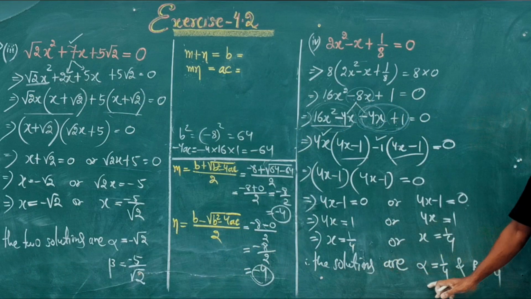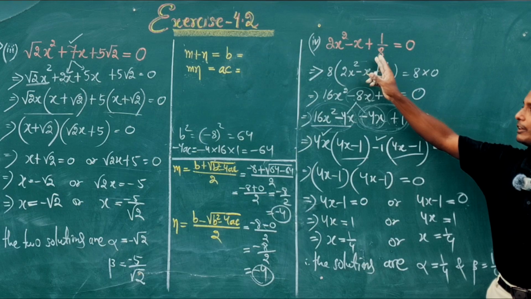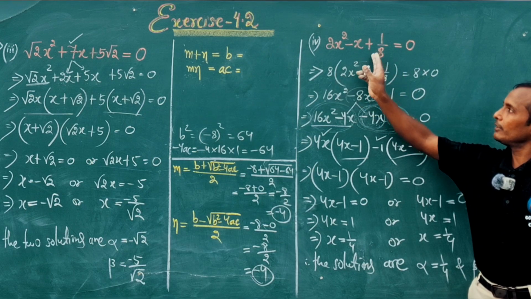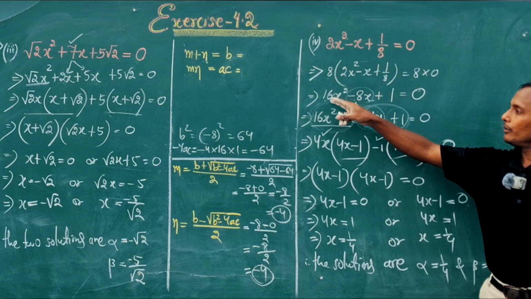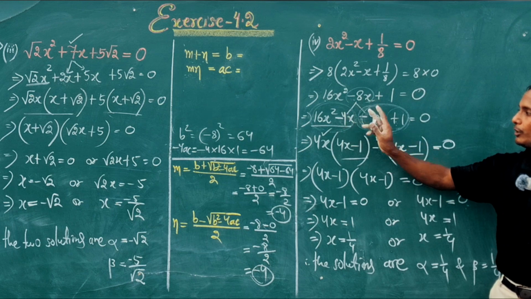So these are the two solutions. First of all, what we did in this particular question, we avoided or ignored the fraction. To do that, I multiplied by 8. 8 was the denominator here. I multiplied 8 on both sides. Now the denominator is out, the fractional part is out. I have a simple quadratic polynomial.